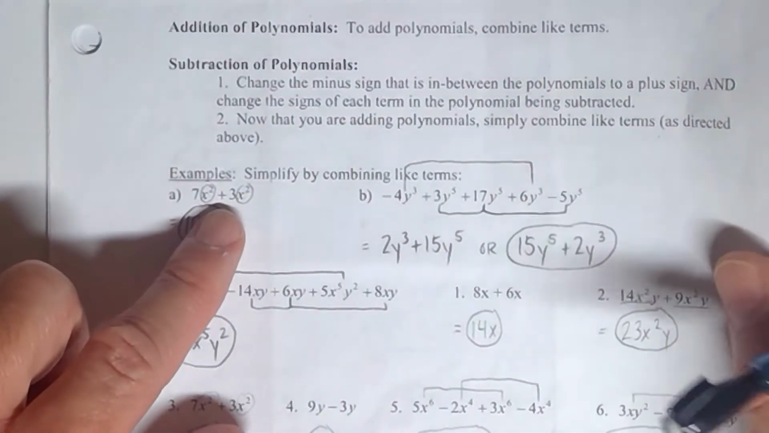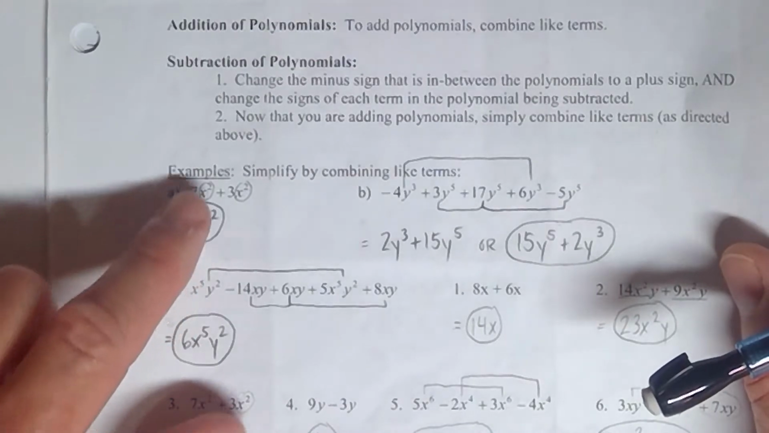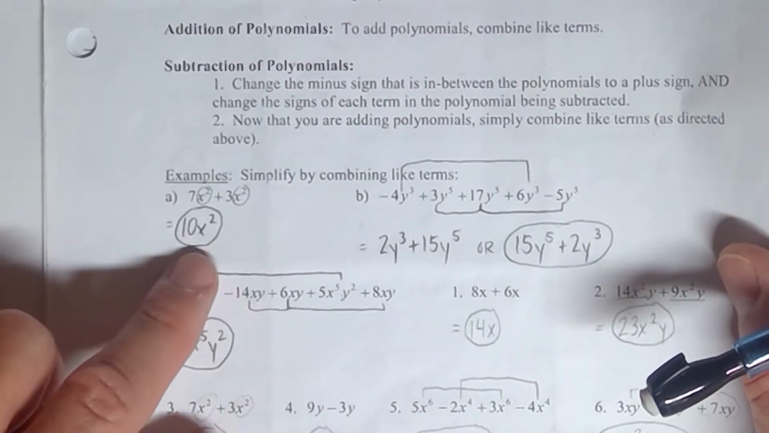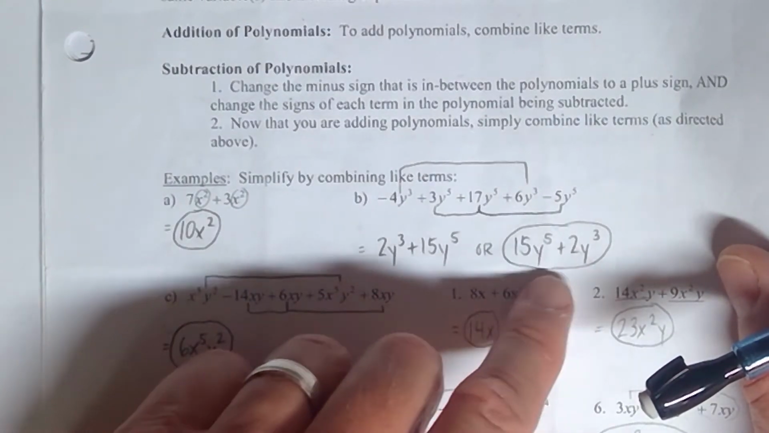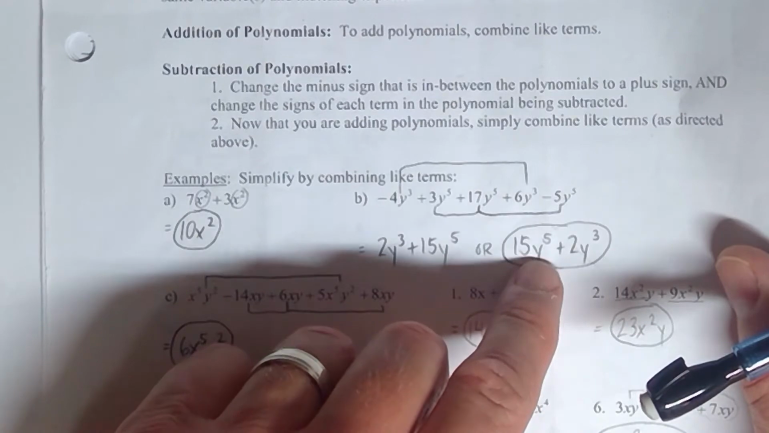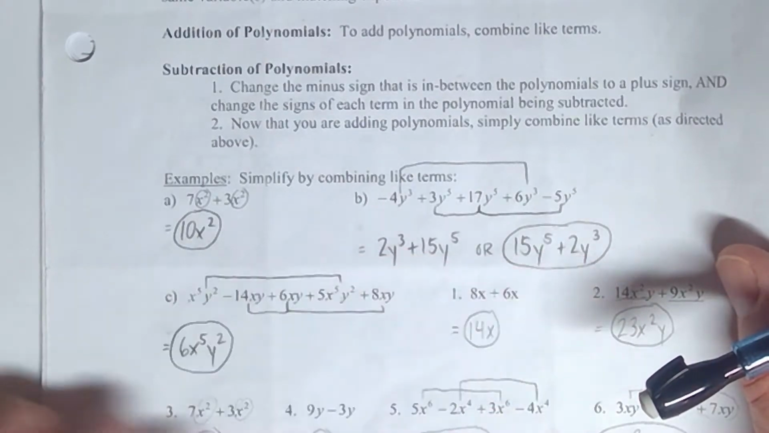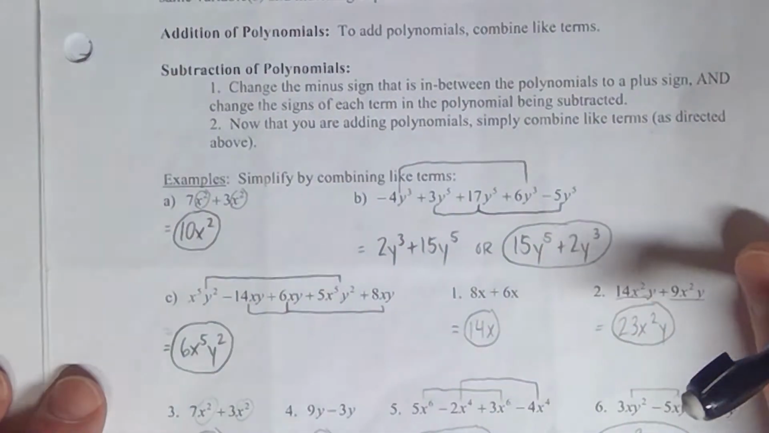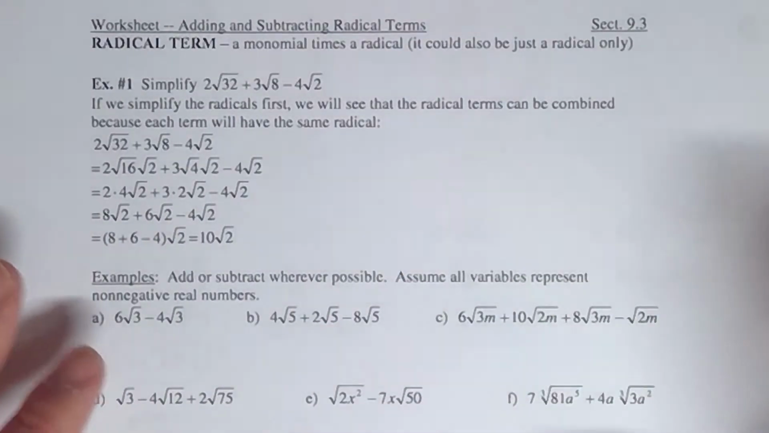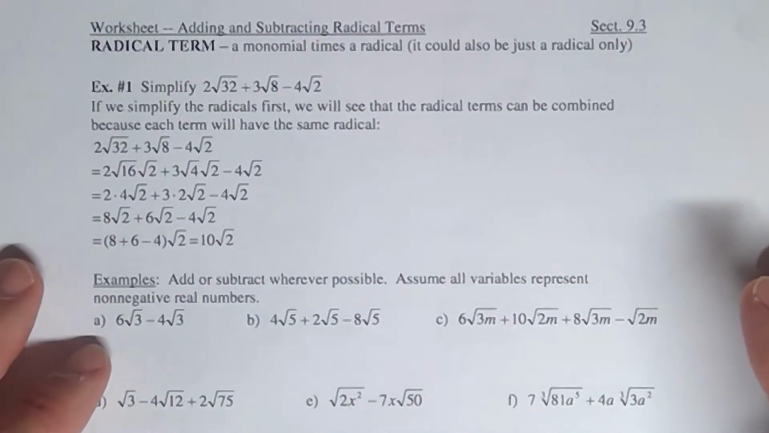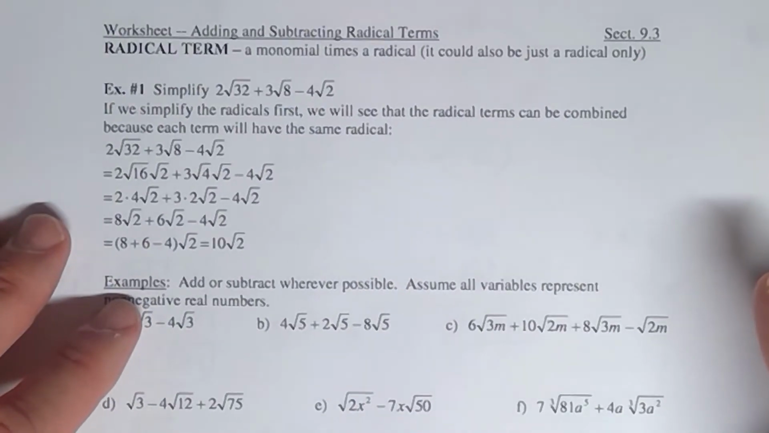This is from the very first worksheet of the class this semester right here. Since the x squared and x squared were the same, I was allowed to combine the 7 and the 3 into one term here. Whereas here, the reason why I don't try to add these together is because the y5 and the y3 are not the same. Okay. Well, the way it works here, first of all, I need to define something first, and then I'll tell you how it works here, but it's very similar.